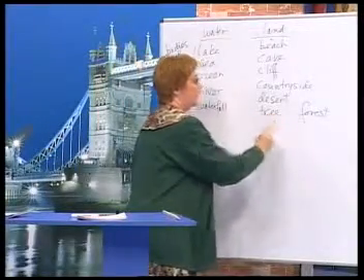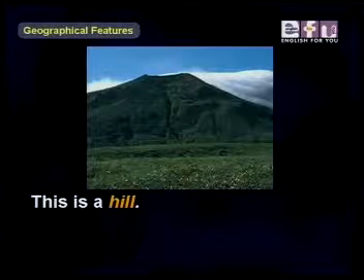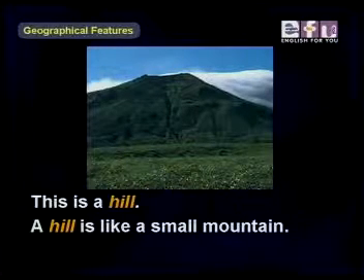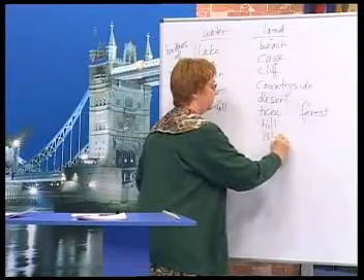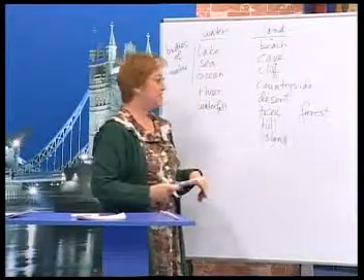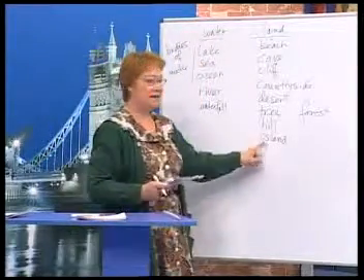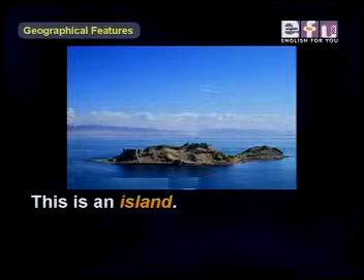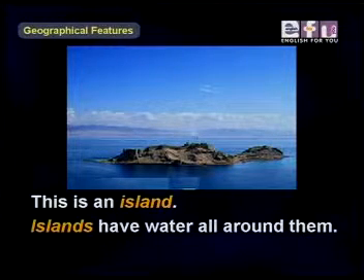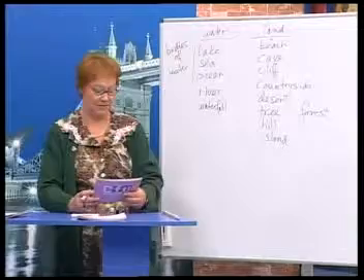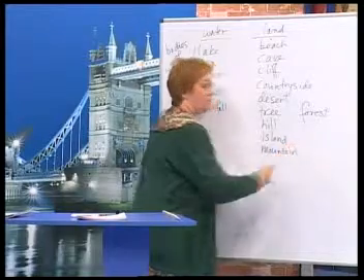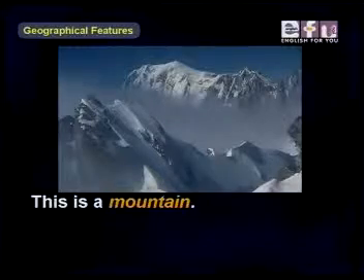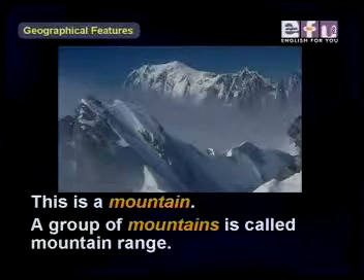Next we have hill. This is a hill. A hill is like a small mountain. We have an island. Island. This is special because we don't say the S. This is an island. Islands have water all around them. Next is mountain. Mountain. This is a mountain. A group of mountains is called a mountain range.